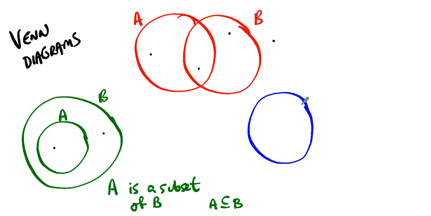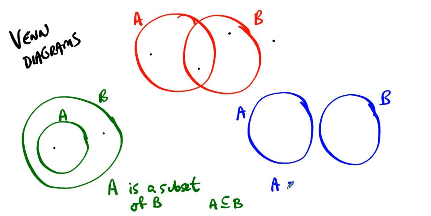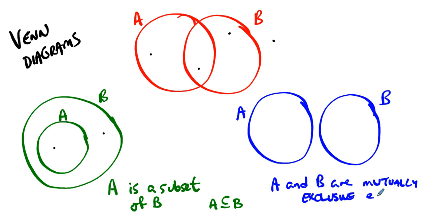Sometimes the Venn diagram looks like this. In this case, we say that A and B are mutually exclusive events. What does that mean? That means if something is in A, it cannot be in B. If something is in B, it cannot be in A. There is no intersection between the two.